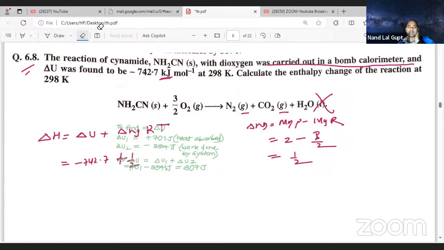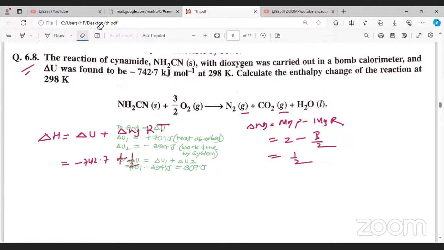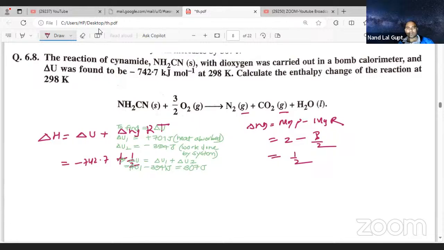Can you read the question? The reaction of cyanamide NH2CN with dioxygen was carried out in a bomb calorimeter. Delta U was found to be minus 742.7 kilojoule per mole at 298 Kelvin. Calculate the enthalpy change of the reaction at 298 Kelvin. So what they are saying, they are burning the cyanamide in the bomb calorimeter.